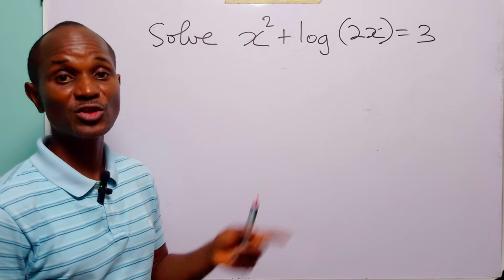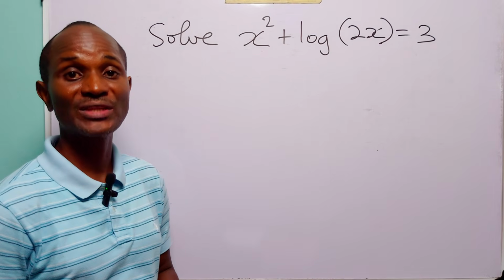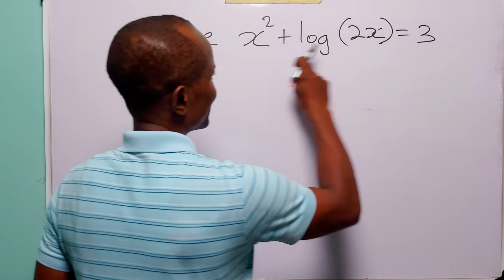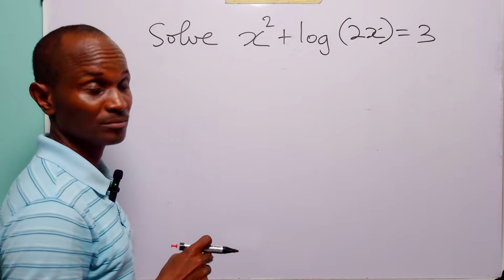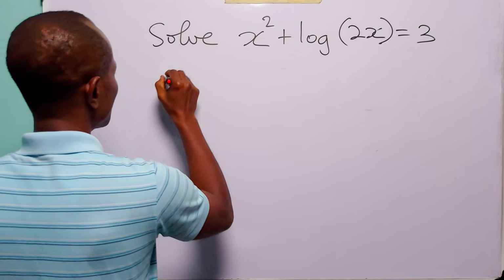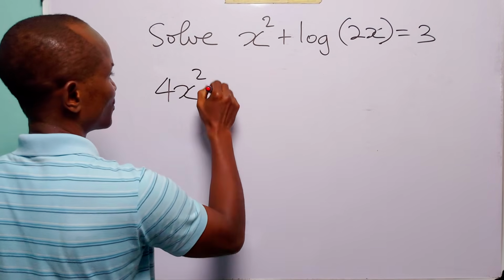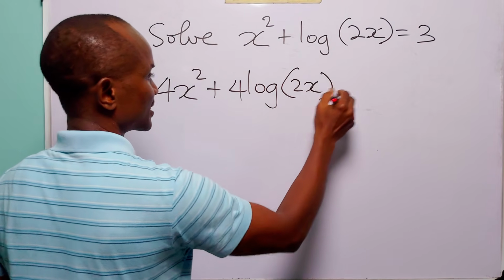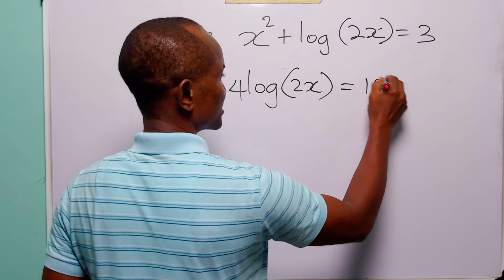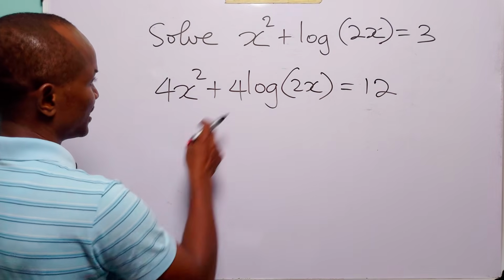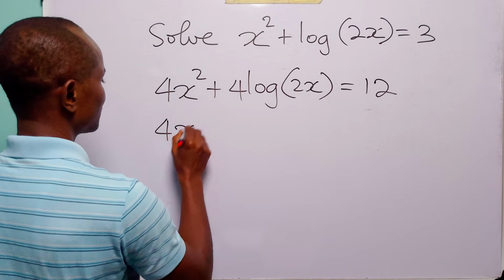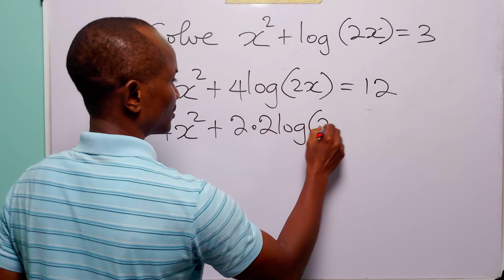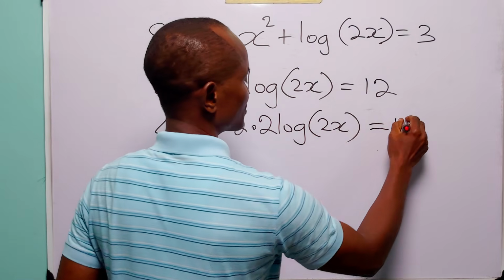Now, there's a second method of solving this equation which does not involve the Lambert W function. And for that method, we are going to start by multiplying through this equation by 4 instead of 2. So when we do that, we have 4x squared plus 4 times log 2x is equal to 4 times 3, which is 12.